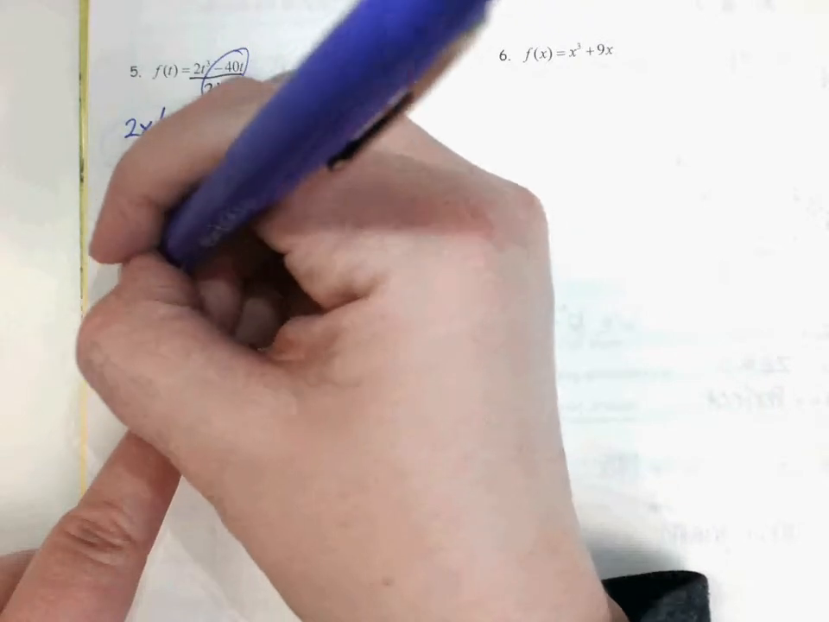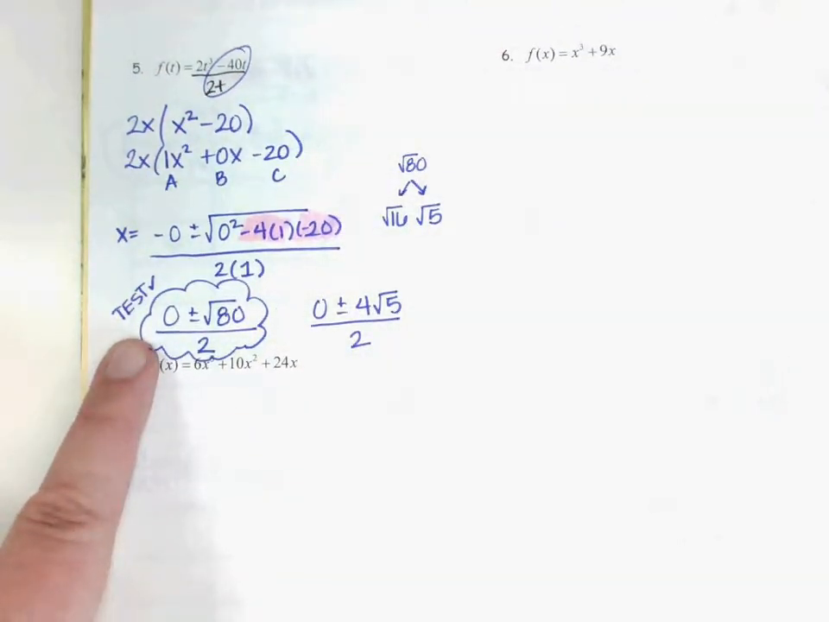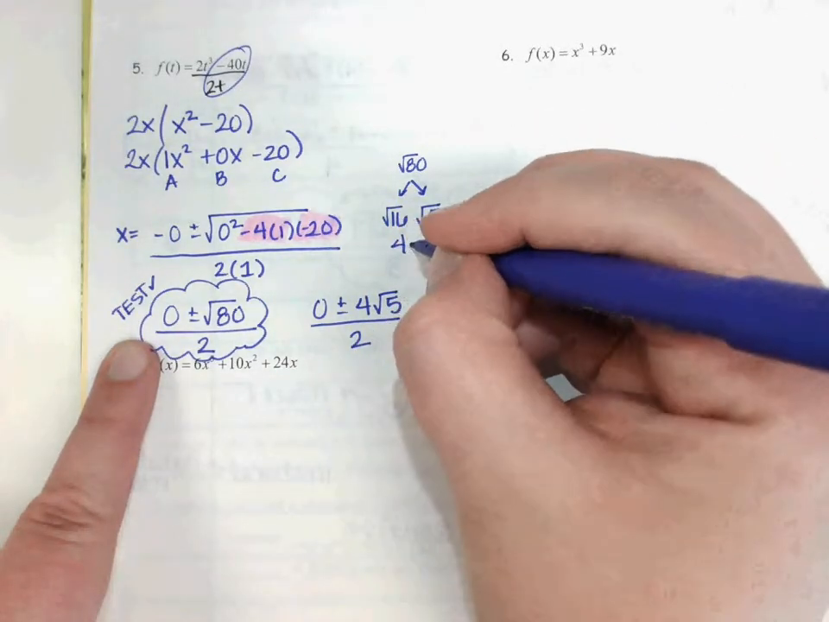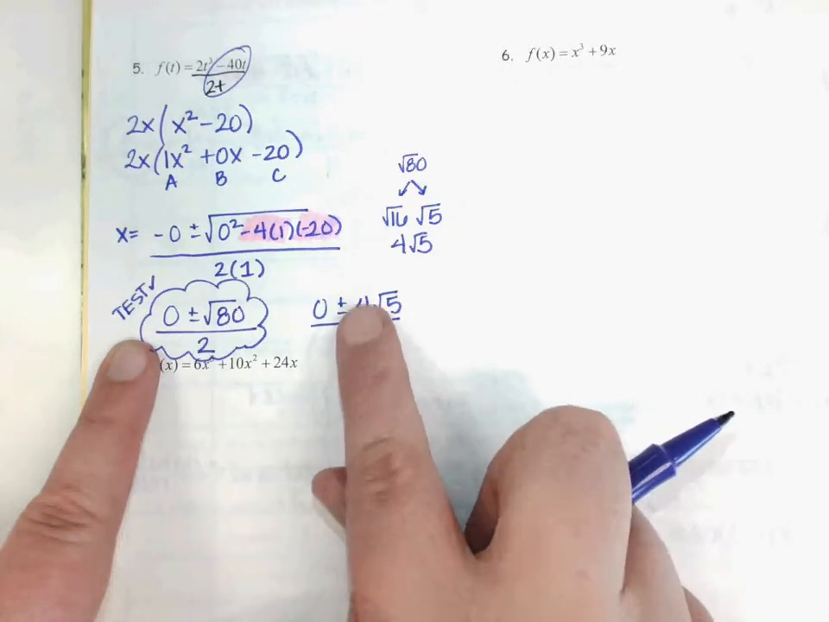Now again, for Joiner's test, that's perfect. Leave it like that. I totally don't care. But for ACT, SAT, they're going to pull that 16 out to the front, square root it on its own. The square root of 16 gives me a 4 root 5. And then when I come back to my formula, what do you notice about 4 and 2 here?